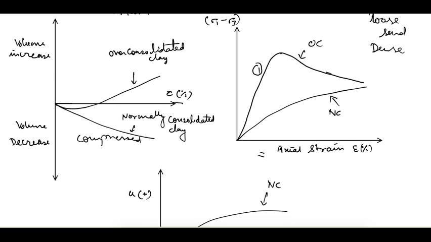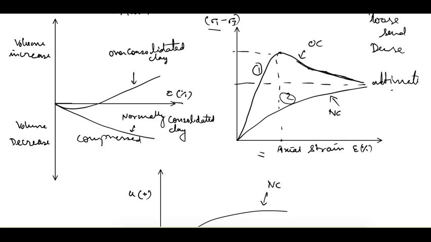This curve here shows the plot between deviator stress and axial strain. In case of over consolidated clay, as we apply the stress, the strain will increase, and at a lower value of strain it will show the highest value of stress, and after this value, as the strain increases, this stress decreases in the soil, and it reaches some ultimate stress.